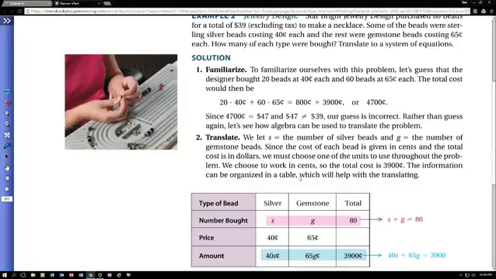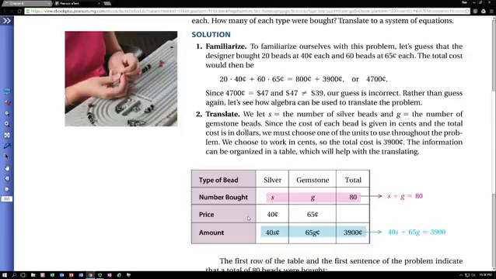The information in this table, and these tables are really nice things to organize with. They're saying, well, here's the number bought, and I end up with a certain amount of silver, that's going to be that variable S, and a certain amount of gemstone, which is G. Well, they both have to add up to 80.